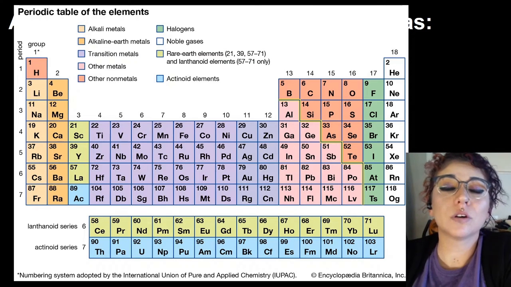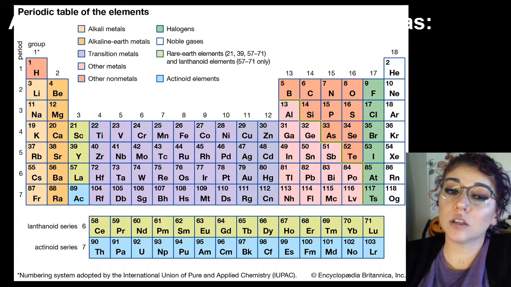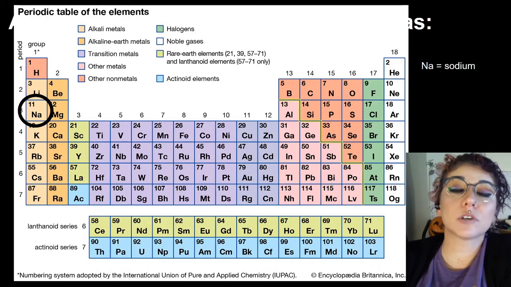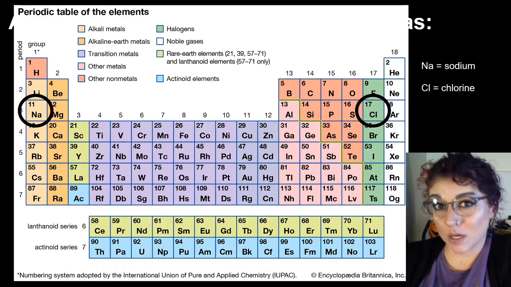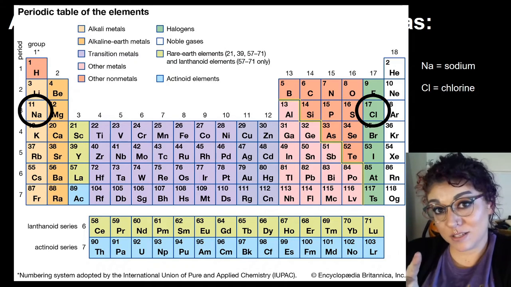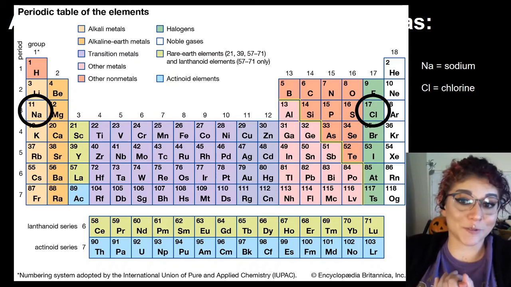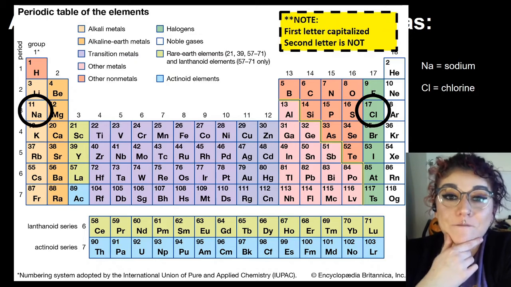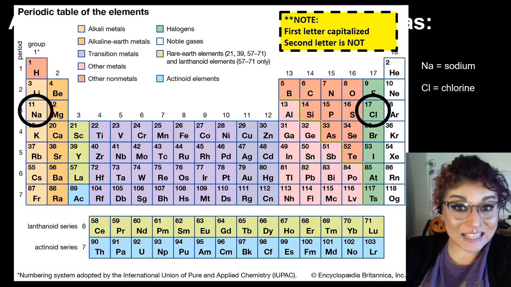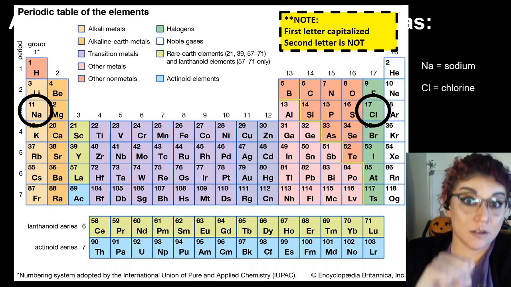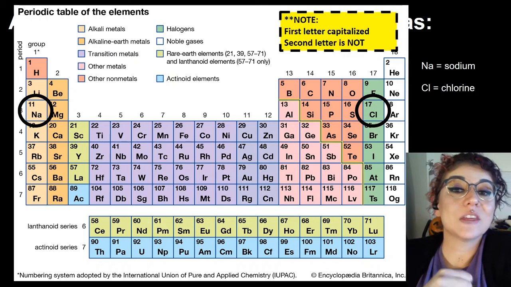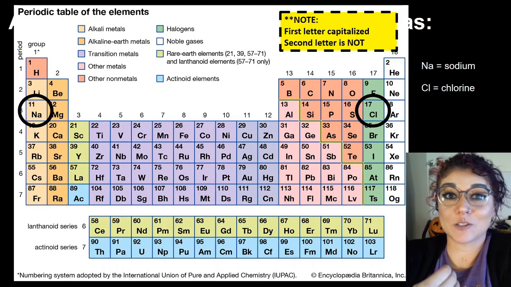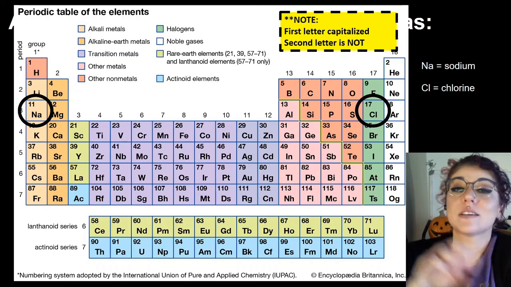The chemical symbol for sodium is capital N, lowercase a, and the chemical symbol for chlorine is capital C, lowercase l. NaCl come together to make table salt. I want you to take specific note that the first letter is capitalized, and if it has a second letter, the second letter is not capitalized. This will become very important when you're looking at chemical formulas, because you will know, oh, this is one element versus this is another.